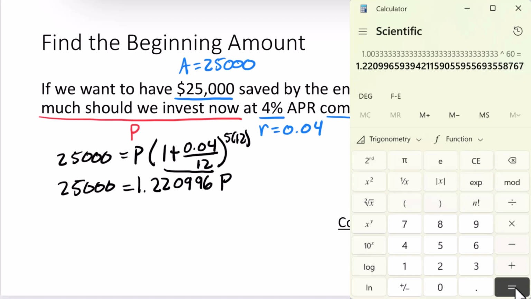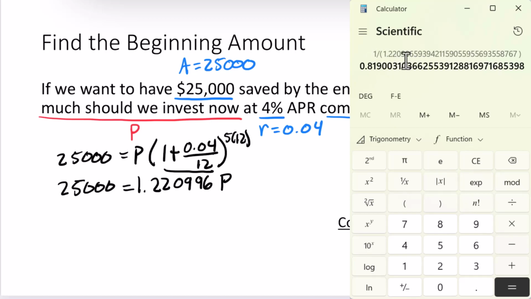So if I want to find out what P is, or the initial amount I need to invest, then I need to divide both sides by this decimal. So you could just type it into your calculator and write out 25,000 divided by this decimal. Or most calculators, especially scientific calculators, will have a button that looks like this. And this button does 1 divided by whatever number you have in your calculator currently. So if I click this button right now, this decimal is 1 divided by the decimal that I used to have.